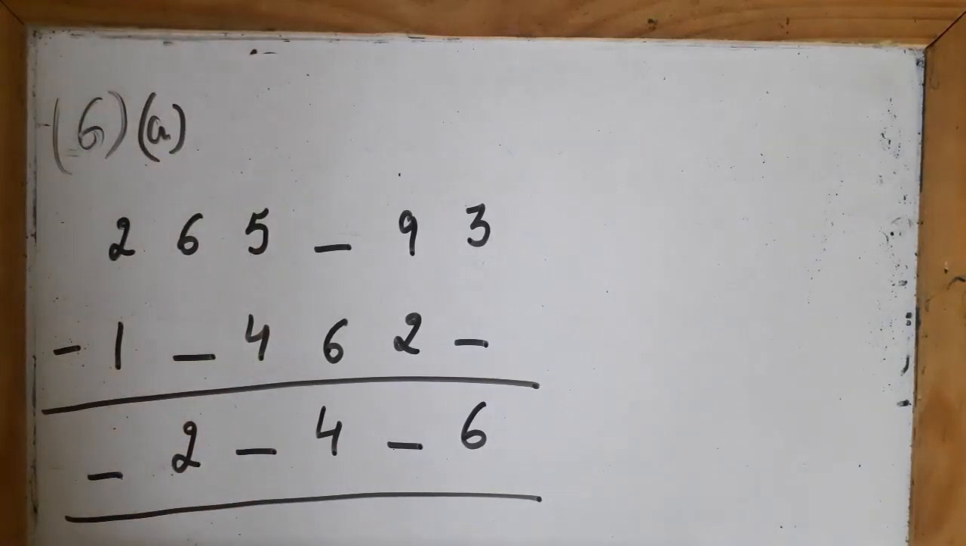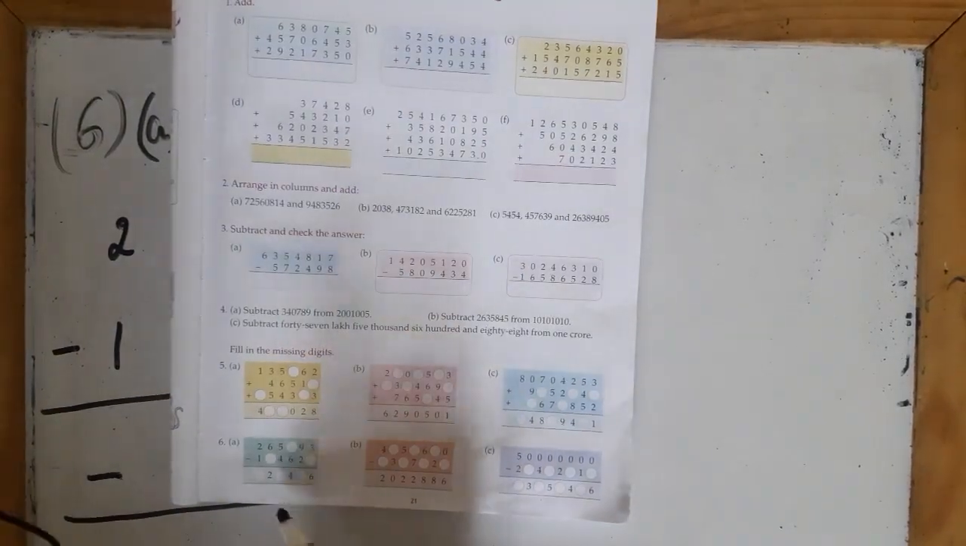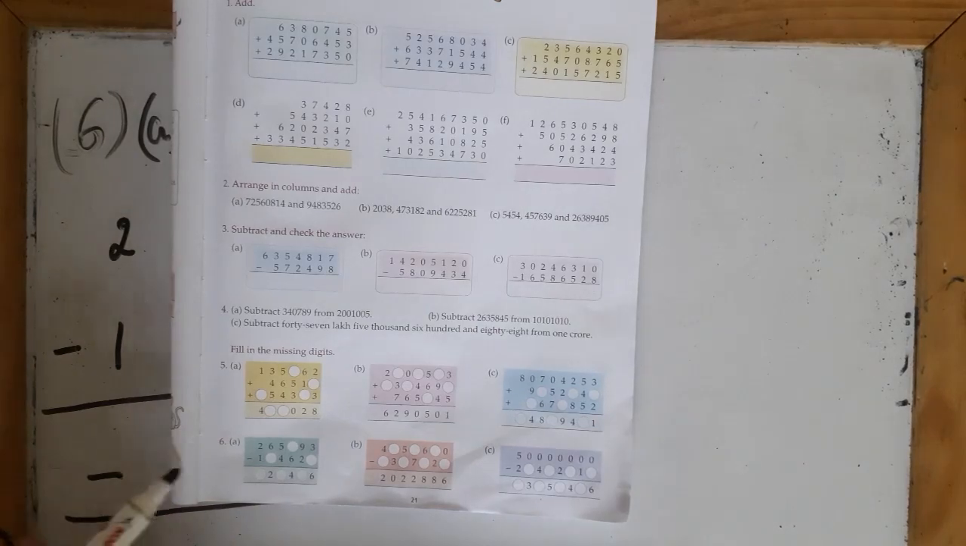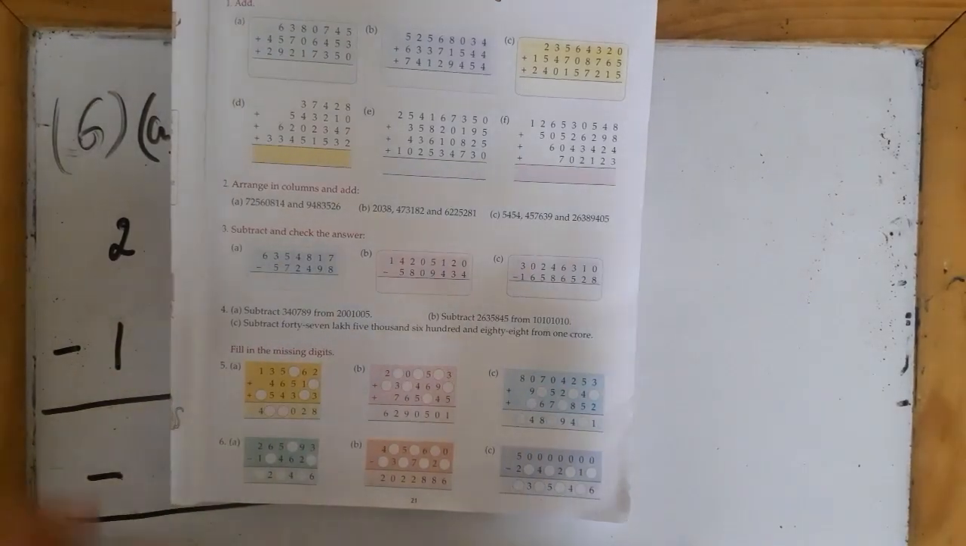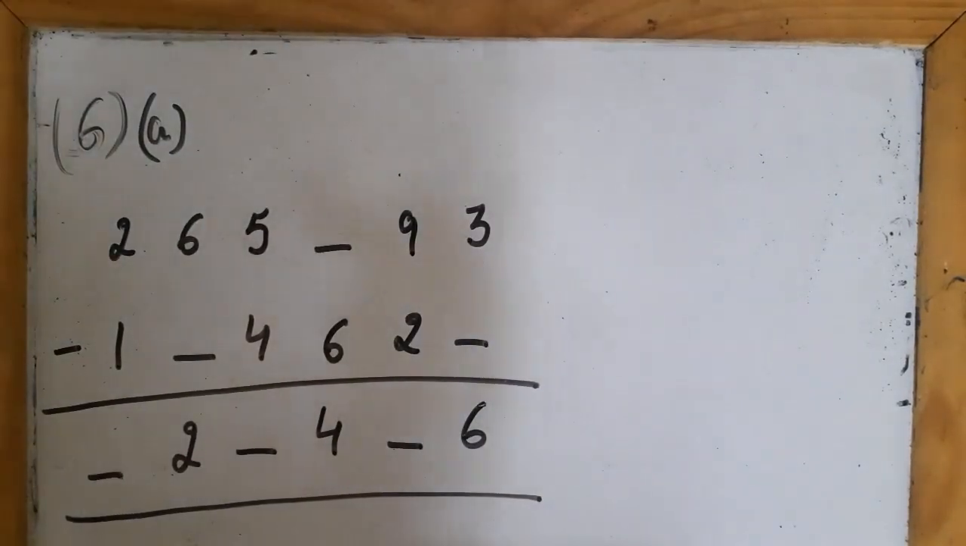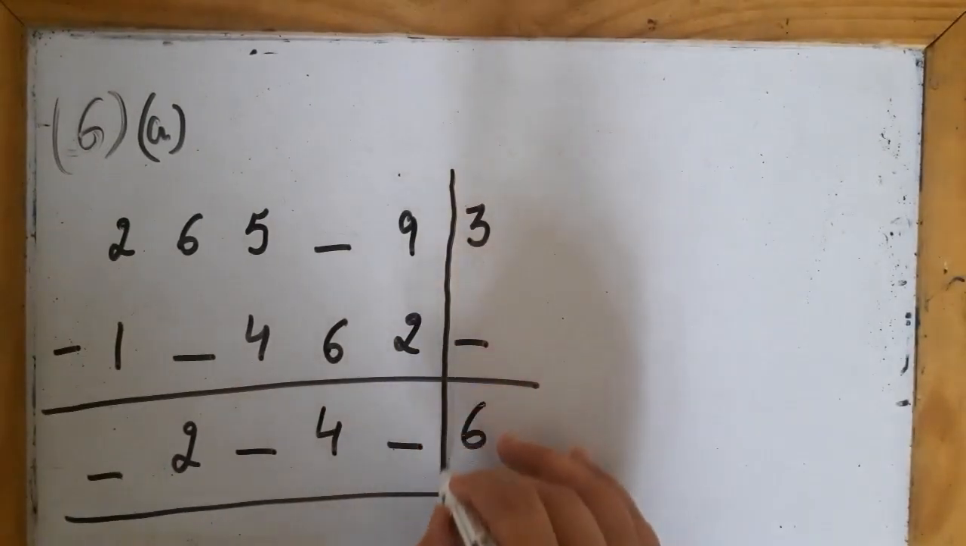Okay, now we start with the sixth question. In the sixth question, as you can see, they have given you a sum of subtraction and some of the digits are missing. So we have to find the missing digits and fill them up. So this is the sum of subtraction now. Now first I will start from the ones column.